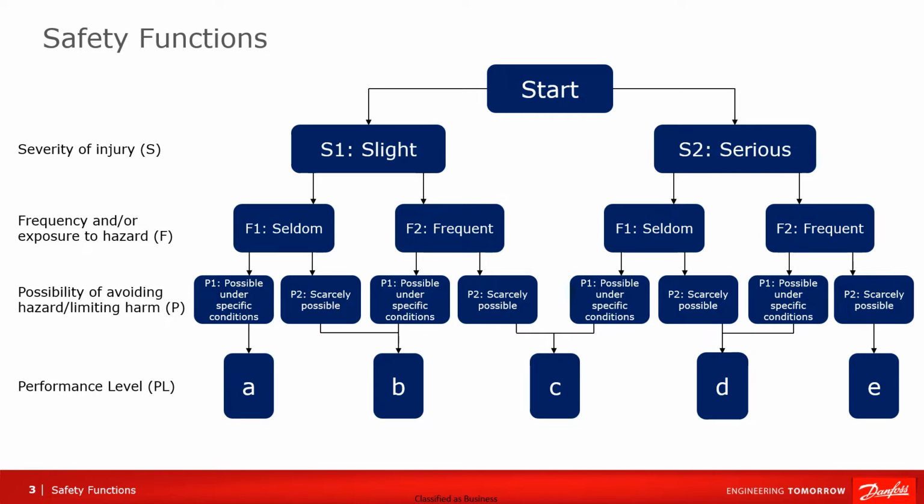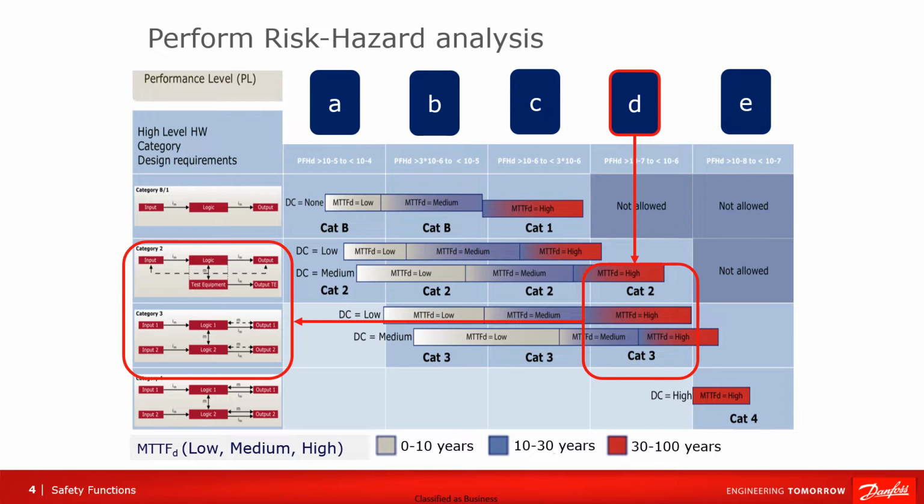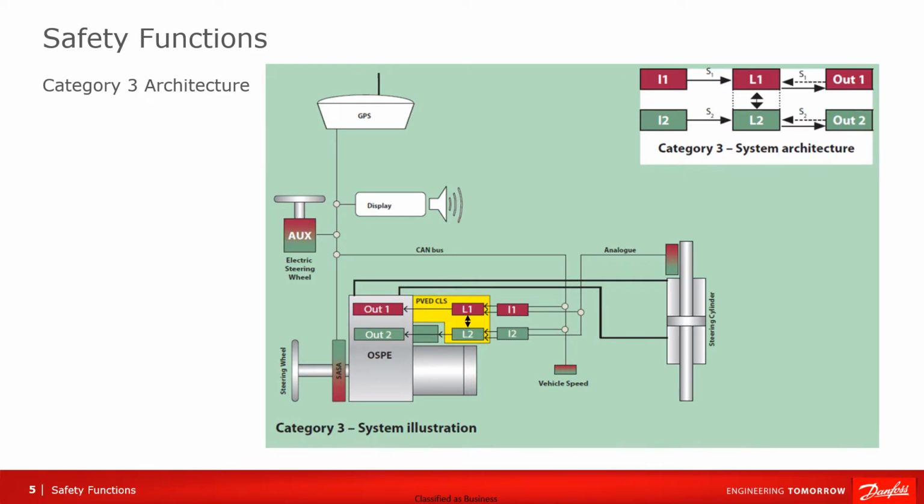The PVED CLS was designed based on ISO 13849 standards. This standard identifies multiple categories of safety architecture based on what level of risk mitigation is desired. For example, it was determined that the CLS should be able to provide performance level D, meaning that the CLS would need to use Category 2 or 3 architecture. Because of this, the PVED CLS was designed to be capable of Category 3 architecture.